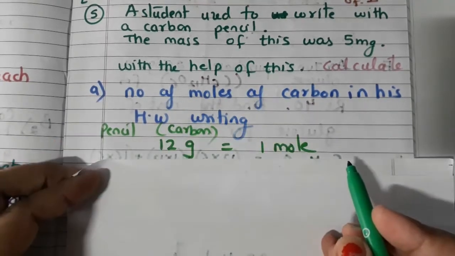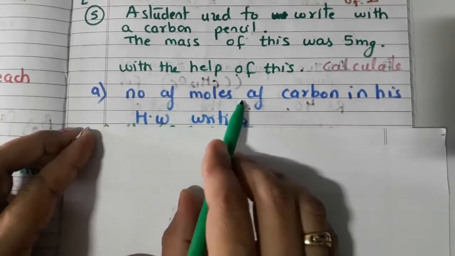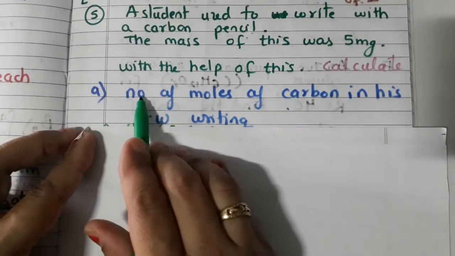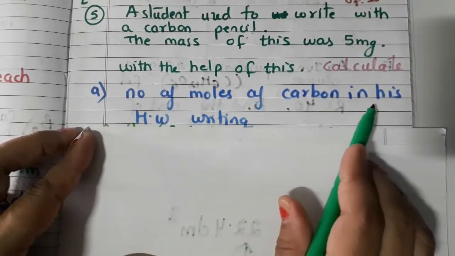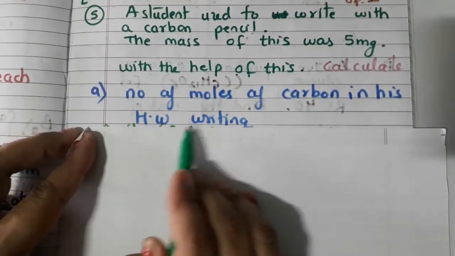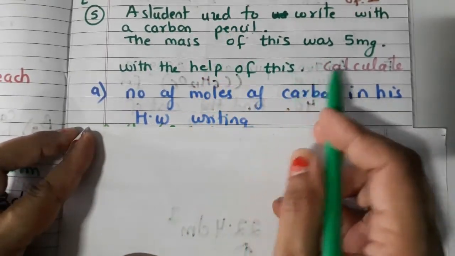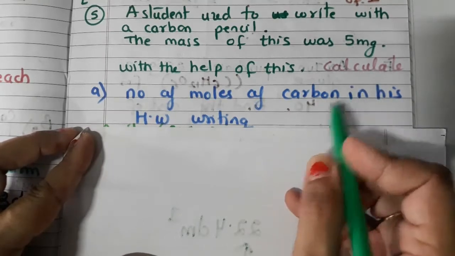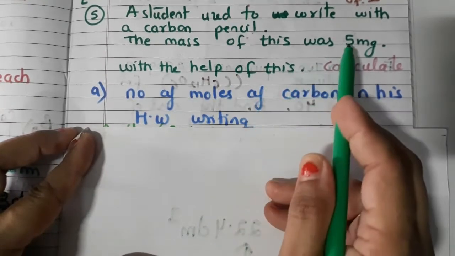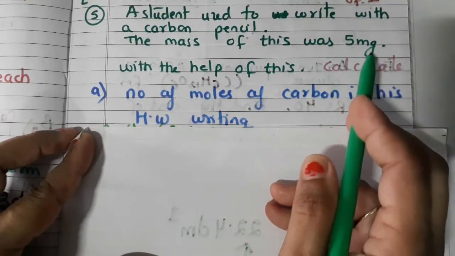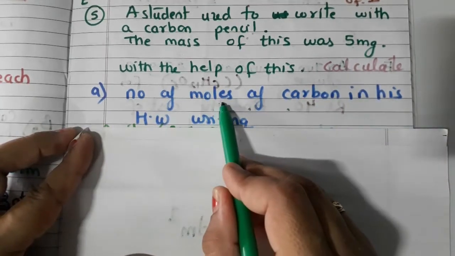Number one, we have to calculate how many moles of carbon are present in his homework writing. So there is a child who is writing something as homework, and the mass of this was 5 milligrams, and they are asking how many moles are present.